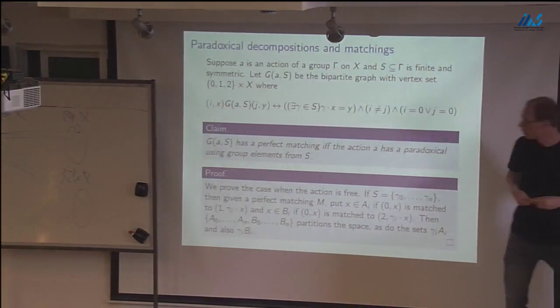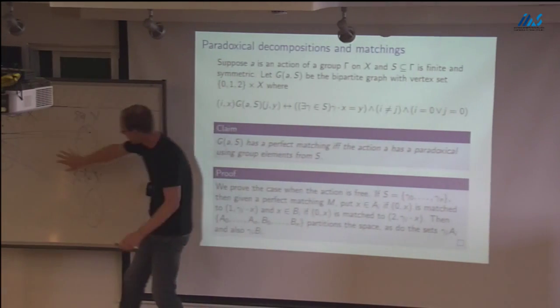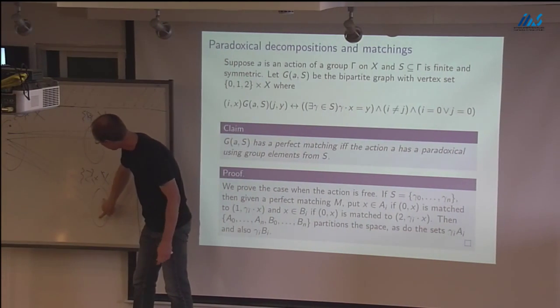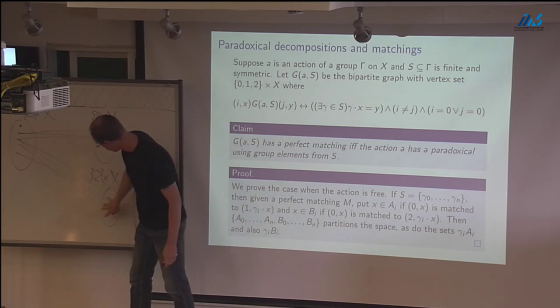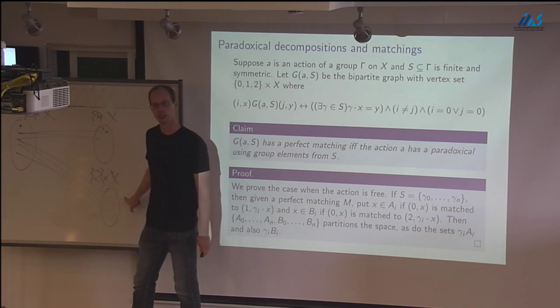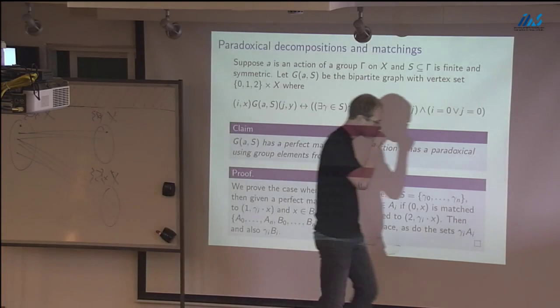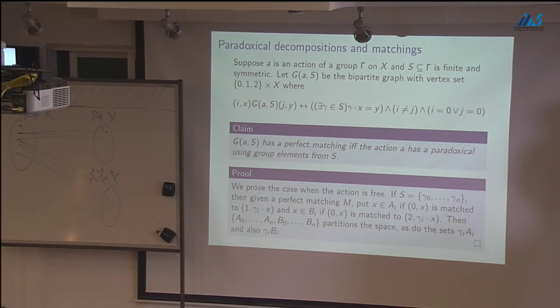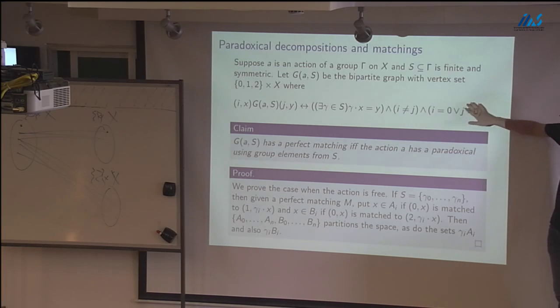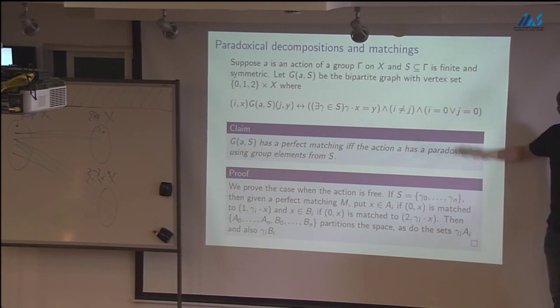The pieces of this partition that match to here correspond to, after moving via these group elements, you rearrange those pieces to get X itself. So this is how matchings and paradoxical decompositions are connected. You make this auxiliary graph, and then you just study perfect matchings in this graph.